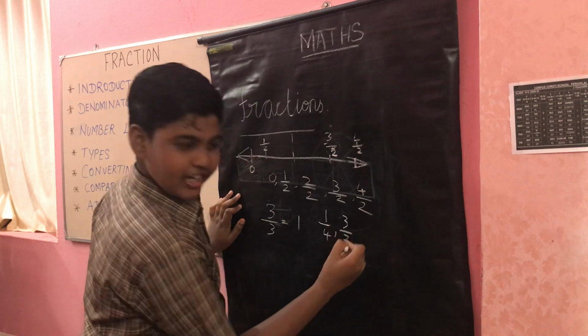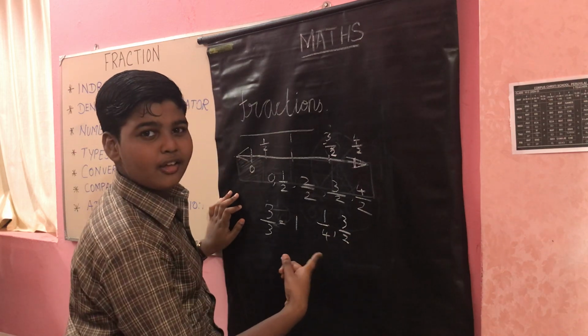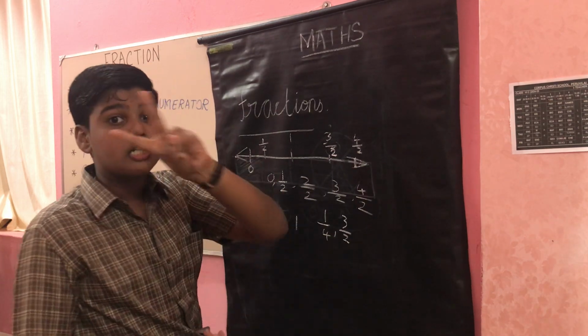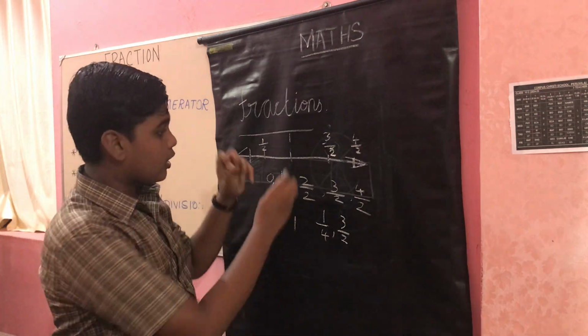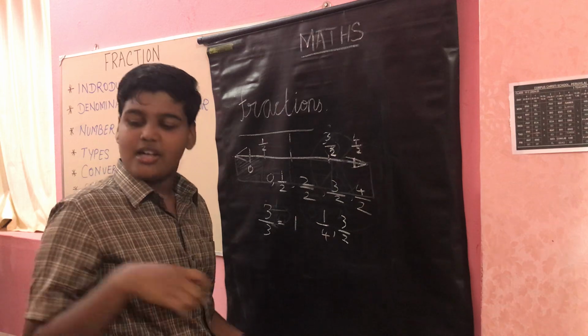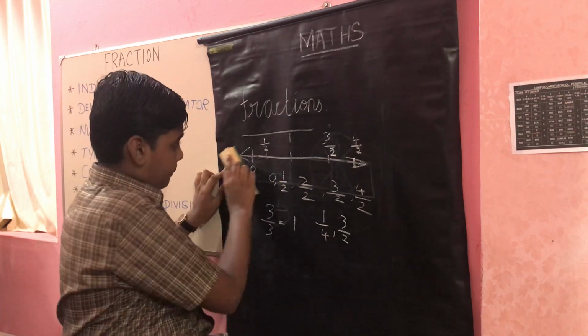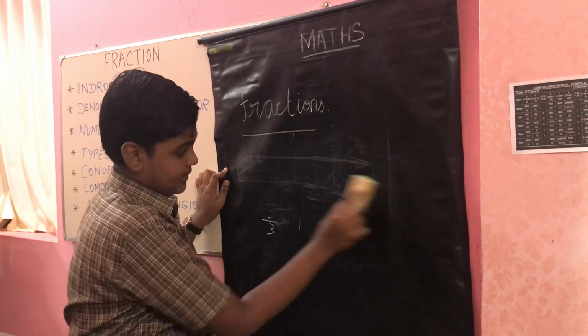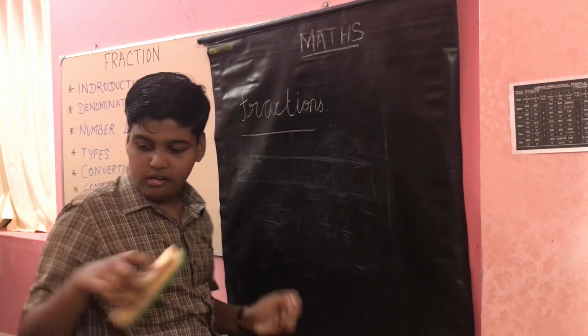Do you know why? Look at the denominators. We couldn't do it. We need to draw two number lines. We can't represent it on a single number line. Understood, friends? Okay, now we can move to the next topic. So this is how we need to represent the fractions on a number line.